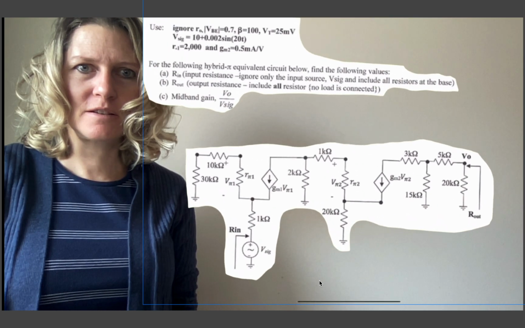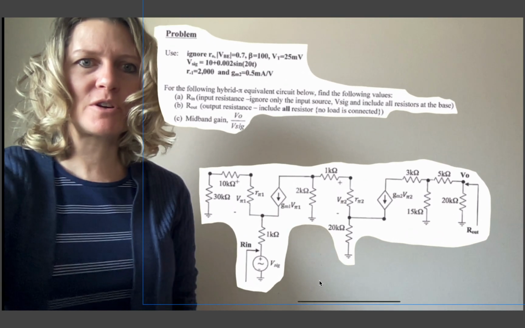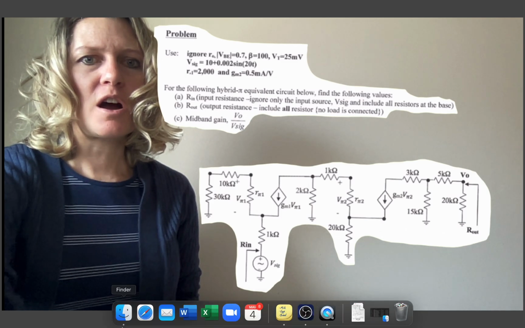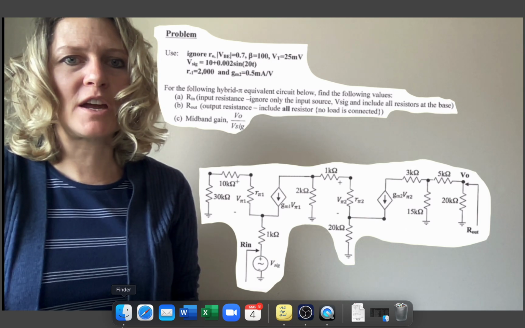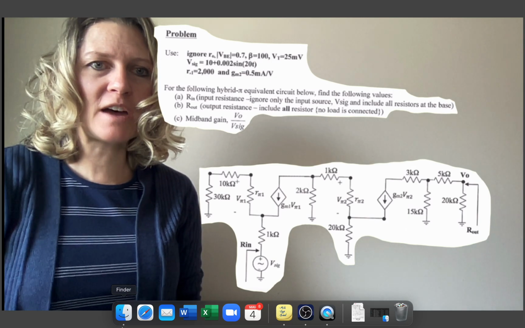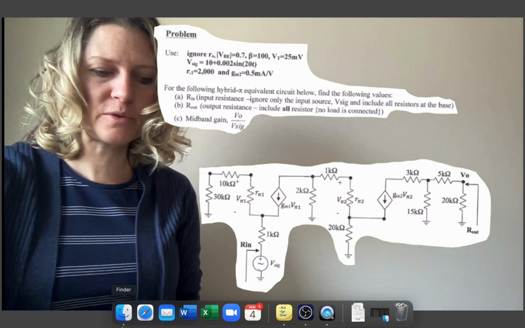So this is going to be the circuit that we're going to look at. You're given these parameters, and you're also given RPi1 and GM2, but not RPi2 and GM1. So you need to use that information to solve for those values.